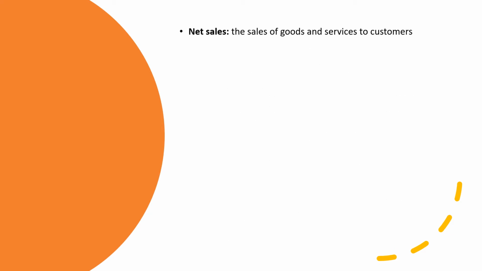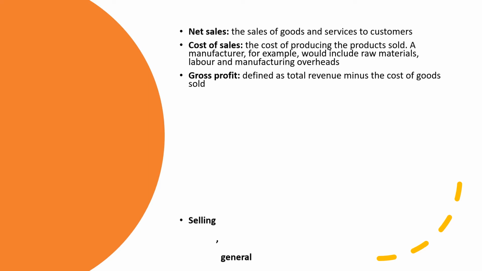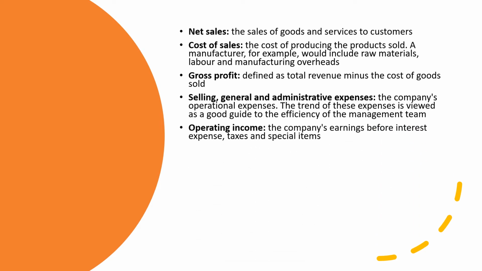Net sales. The sales of goods and services to customers. Cost of sales. The cost of producing the products sold. A manufacturer, for example, would include raw materials, labor and manufacturing overheads. Profit. Defined as total revenue minus the cost of goods sold. Selling, general and administrative expenses. The company's operational expenses. The trend of these expenses is viewed as a good guide to the efficiency of the management team. Operating income. The company's earnings before interest expense, taxes and special items.